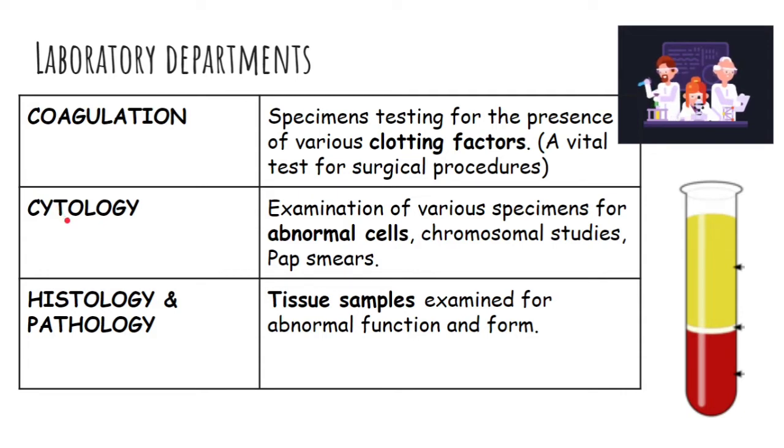Also, we have the Department of Cytology. The cyto class has to do with your cells. Cyto means cells. So, under cytology, we are examining various specimens for abnormal cells, chromosomal studies, and pap smear. The pap smear, I believe, is a test to check for cervical cancer in women. So, under cytology, we can check for the presence of abnormal cells. Maybe that cell is cancerous. So, we can test that under cytology.